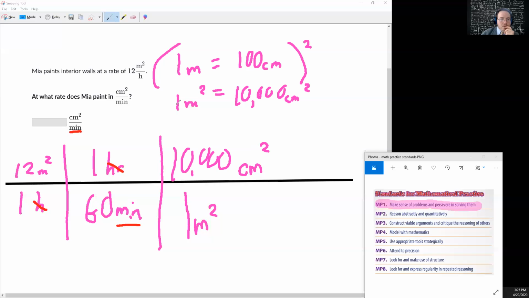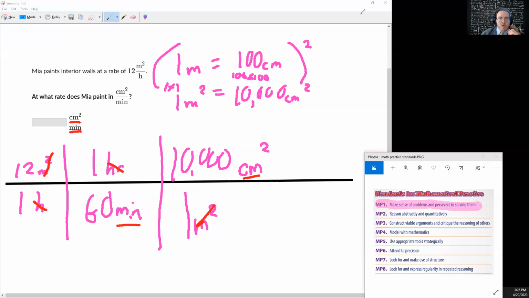Because 1 times 1 is 1, but 100 times 100 is 10,000. So 12 meters squared per hour. Well, 1 hour is 60 minutes. So I've got that unit down. And then we just got rid of meters squared. We have centimeters squared, so that's what we wanted. So now we got centimeters squared on top, minutes on bottom. So we should be good to go.